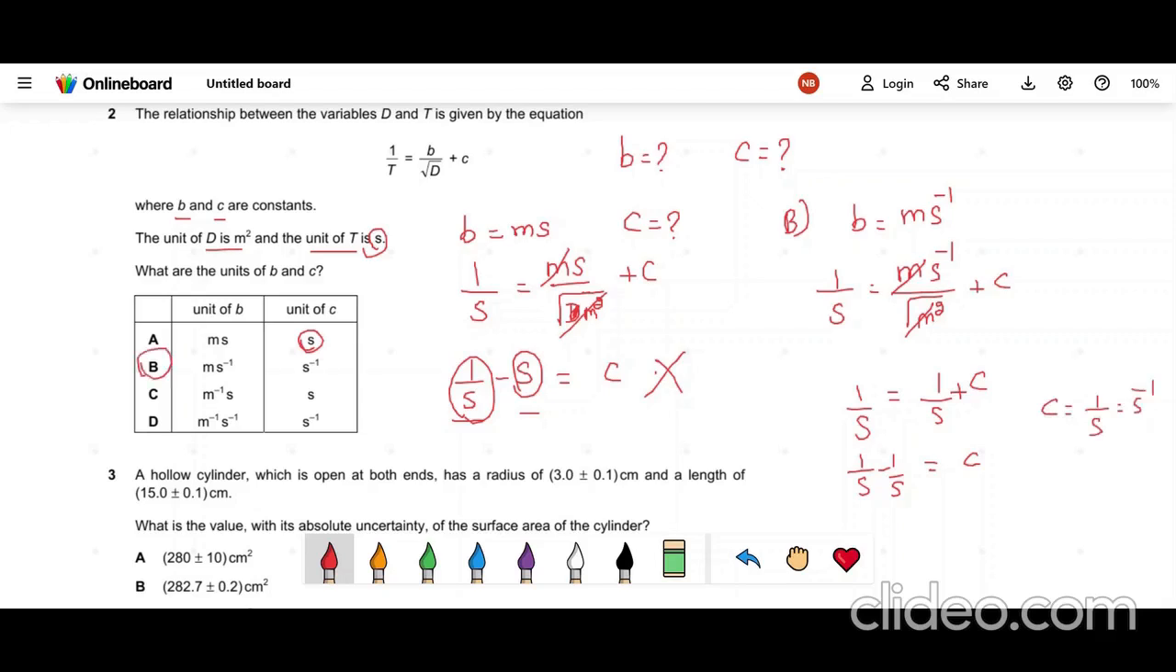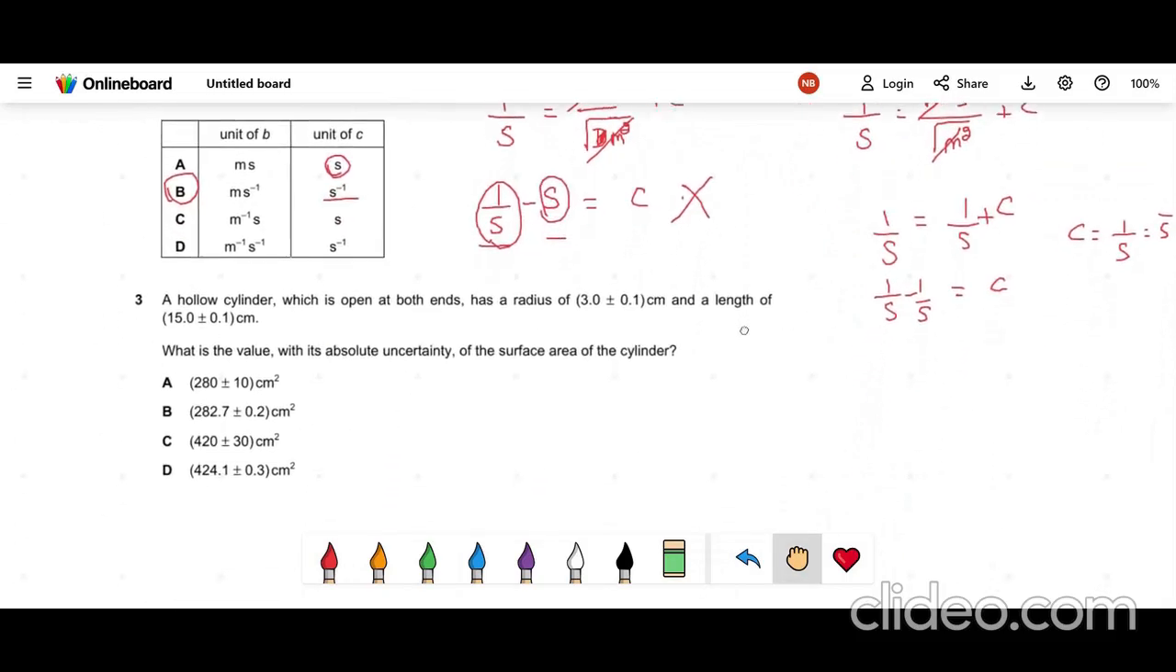B is the right answer because we got the same unit if we are substituting, that is, if we are substituting m s minus 1 instead of B unit. Okay, so B will be the right answer. Okay, then question number 3.